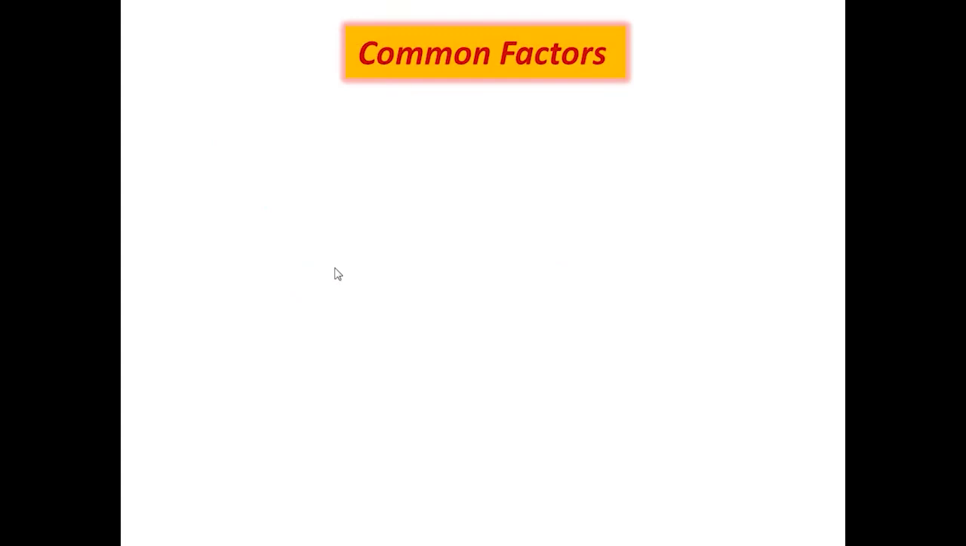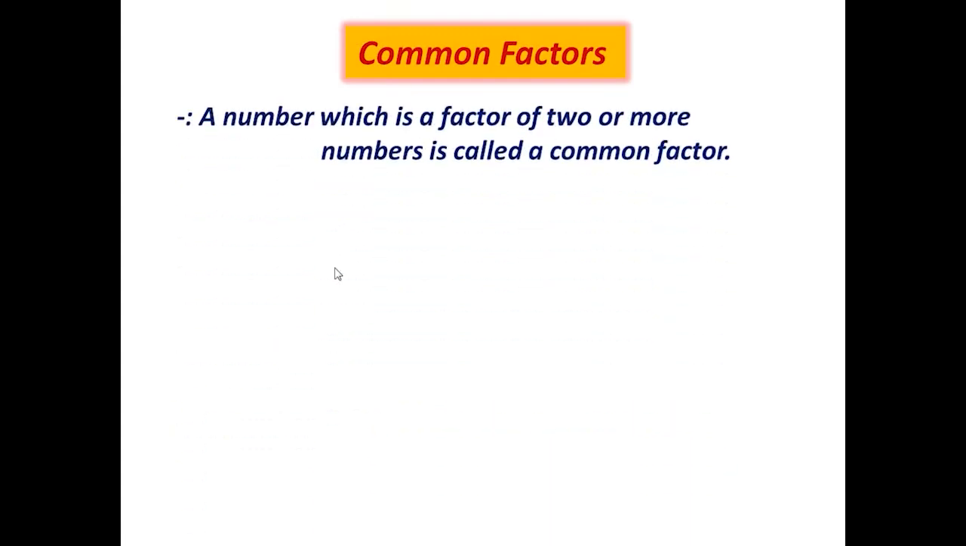Now let's see common factors. A number which is a factor of 2 or more numbers is called a common factor. A number that is a factor of 2 or more numbers is called a common factor.